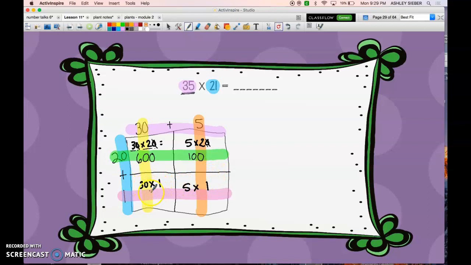30 times 1, I don't really even need to mark out the 0 because I know anything times 1 is itself. 5 times 1 is 5. Follow that last same step of stacking my partial products. 600 plus 100 plus 30 plus 5. Add them all up together. 0 plus 0 plus 0 plus 5 is 5. 0 plus 0 plus 3 is 3. 6 plus 1 is 7. 35 times 21 is 735.